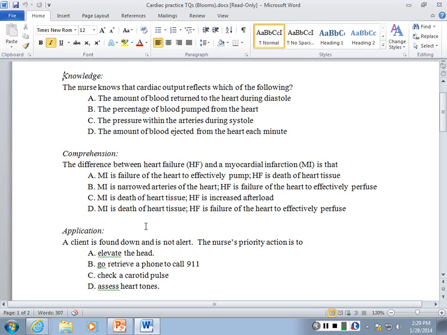So obviously then we've got it down to C and D. MI is death of heart tissue. Is that true? Yes. And D also says MI is death of heart tissue. Therefore we know that the second half of this question is going to determine which one is right, so forget the first part. Which of these is right? D. Is heart failure increased afterload? No, it can lead to it, but that is not heart failure. Heart failure is the ineffective pump.